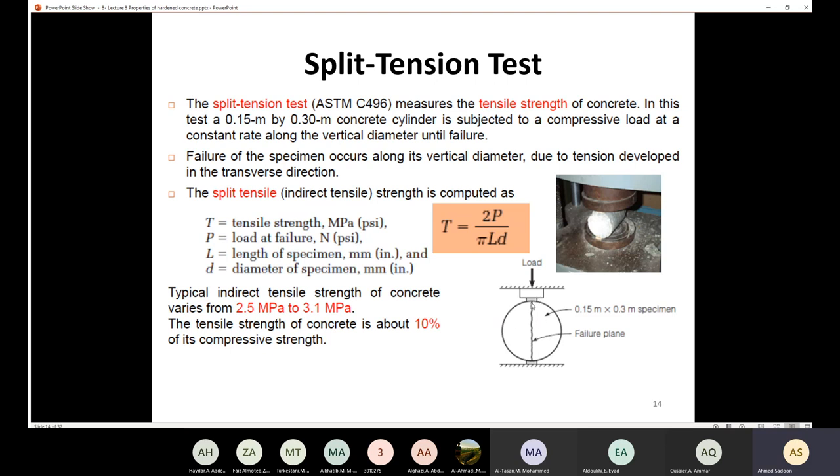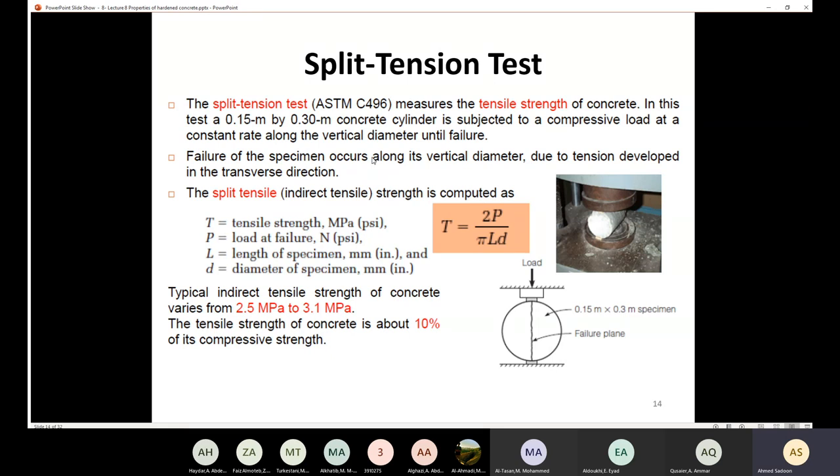It has a diameter of 0.15 meter, and we are going to have a length of 0.3 meter, and of course it's going to be a cylinder, and it's going to be subjected to compressive load at a constant rate along the vertical diameter until failure. Like you can see here, the load is going to be applied along the vertical diameter.